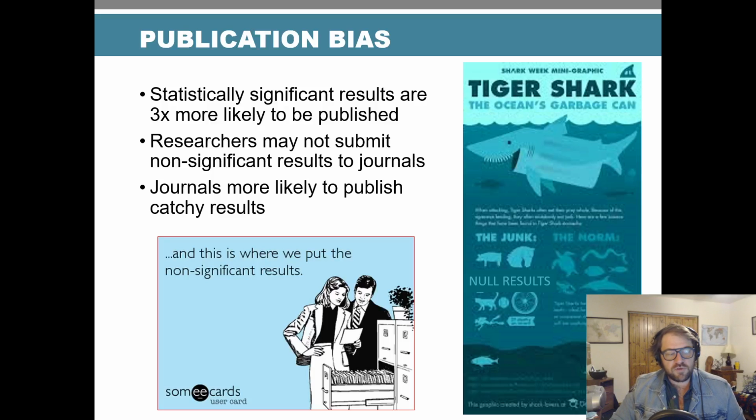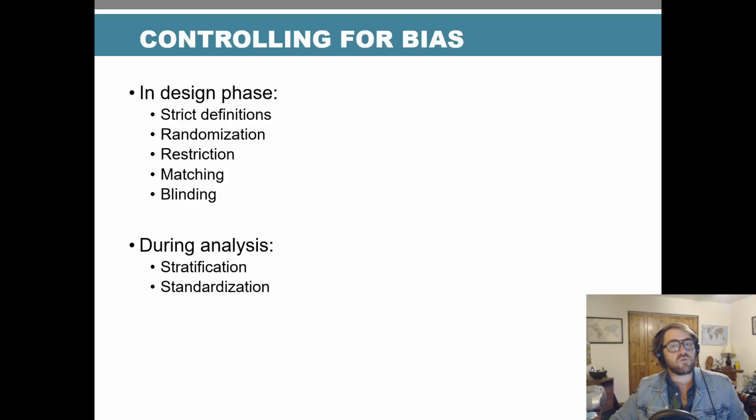Also, journals are more likely to publish catchy results, and non-significant results are never catchy. So you put them in a file drawer. This is typically called the file drawer problem, and you can also feed your null results to sharks. Okay, let's go back to how do we control for bias?